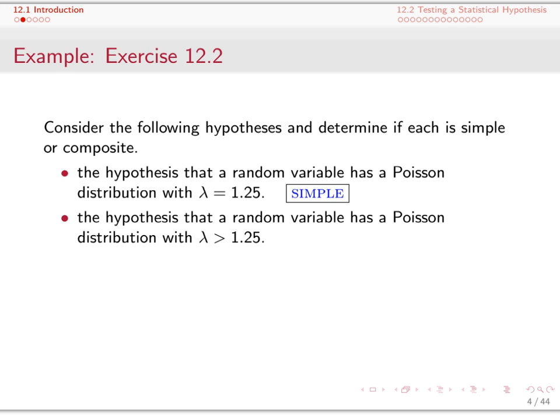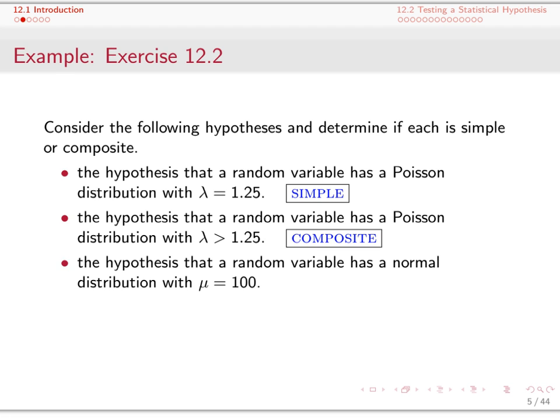If we then consider the hypothesis that a random variable has a Poisson distribution with lambda greater than 1.25, this statement no longer specifies the distribution because we're only giving a range of values for lambda instead of a particular value, so we call this a composite hypothesis. The hypothesis that a random variable has a normal distribution with mu equal to 100, well, let's remember that a normal distribution has two parameters, mu and sigma squared, and since we're not saying anything about the value of sigma squared, this must also be a composite hypothesis.